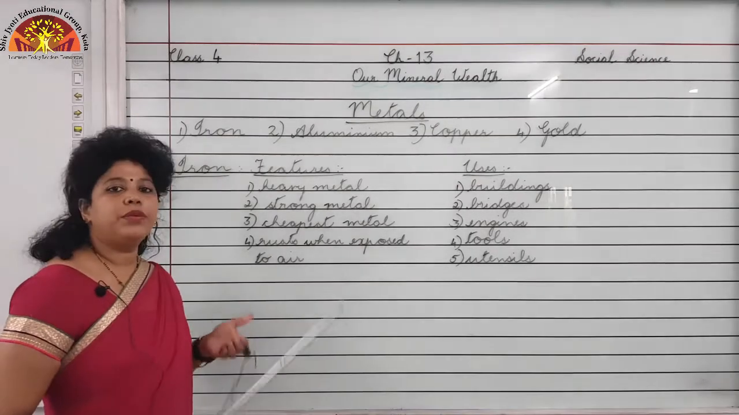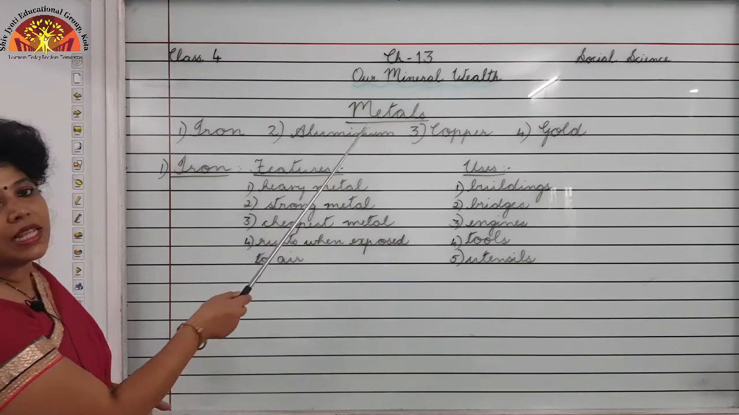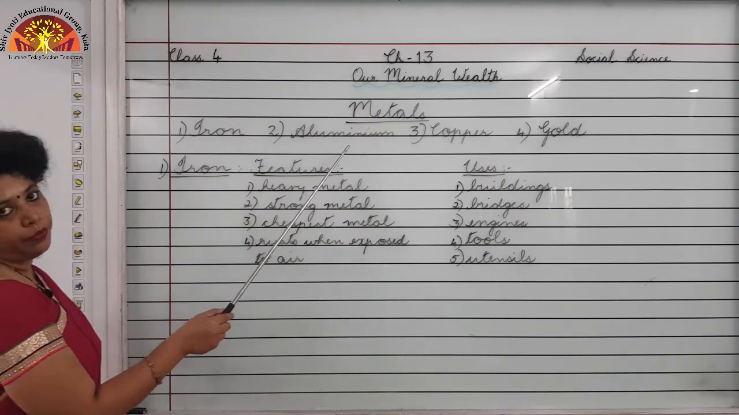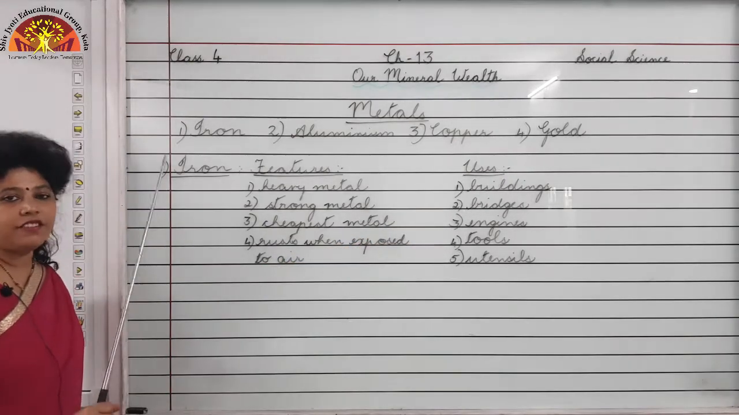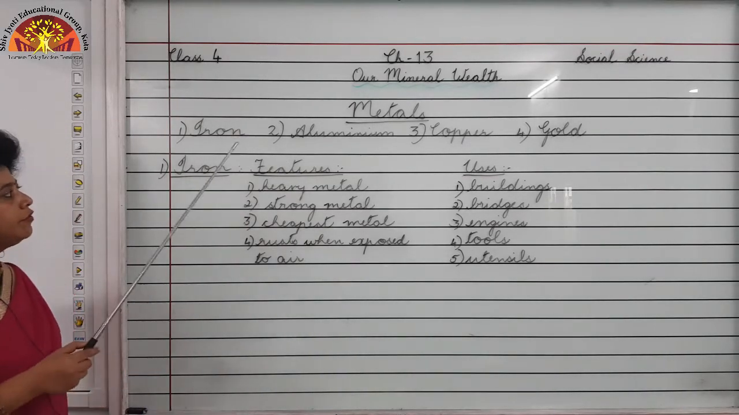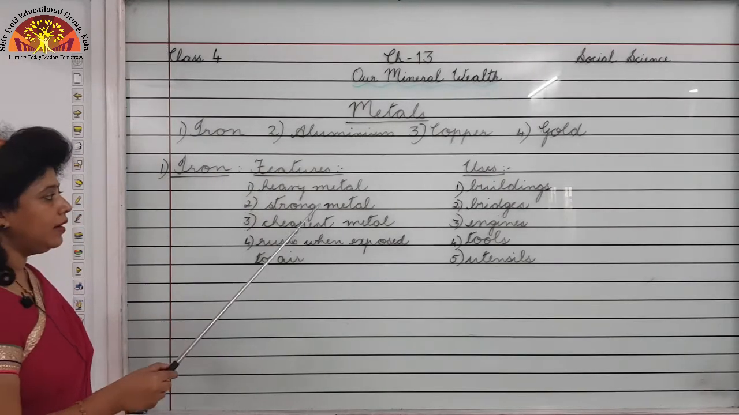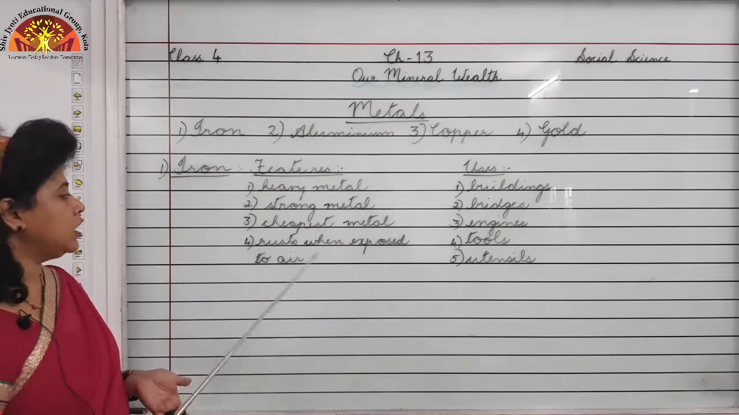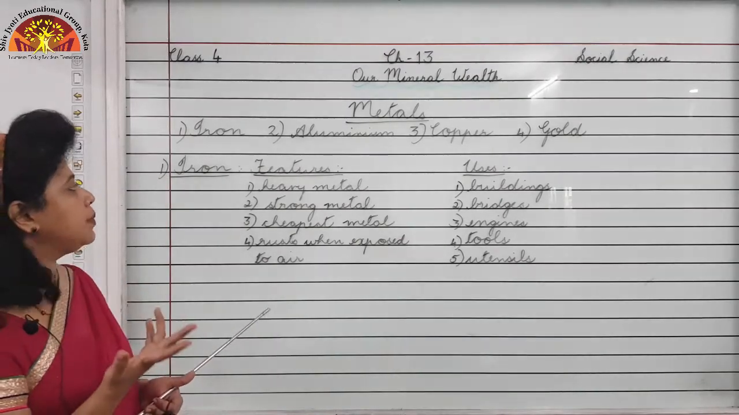We shall now cover a few metals that we will be doing in the class today. The metals that we shall be covering in today's class would be 1 iron, 2 aluminium, 3 copper and 4 gold. Let us now discuss the features and uses of iron. Features of iron. First is, it is a very heavy metal and it is a strong metal, it is the cheapest metal, and iron rusts when exposed to air. Rust means it can get corroded when it is exposed to air.